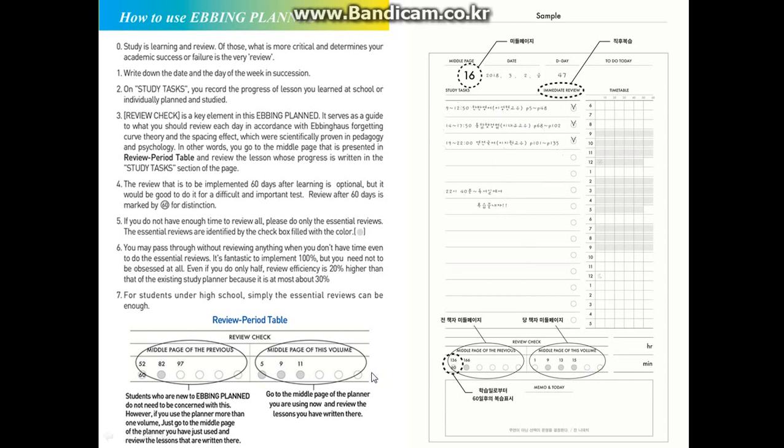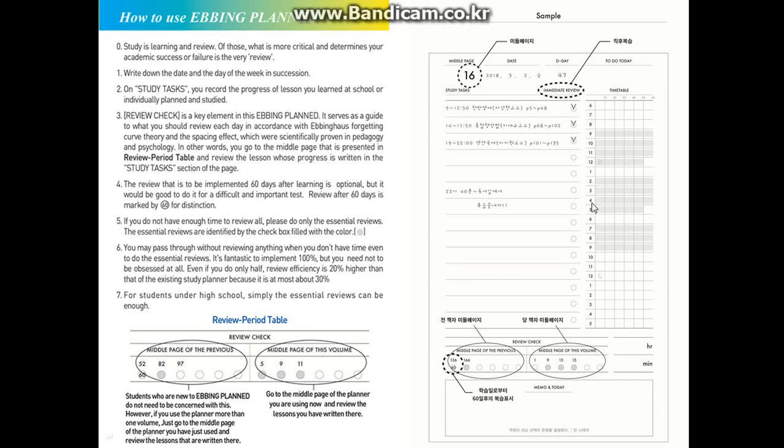Let's see the table more closely. The left part of the table is the middle page of the previous volume, and the right part is the middle page of this volume. So, if you use the EBBING Plan for the first time, you do not need to be concerned with this part. However, if you use the planner for more than 1 volume, you have to go to the middle page of the planner you have used and review the lessons that are written there.